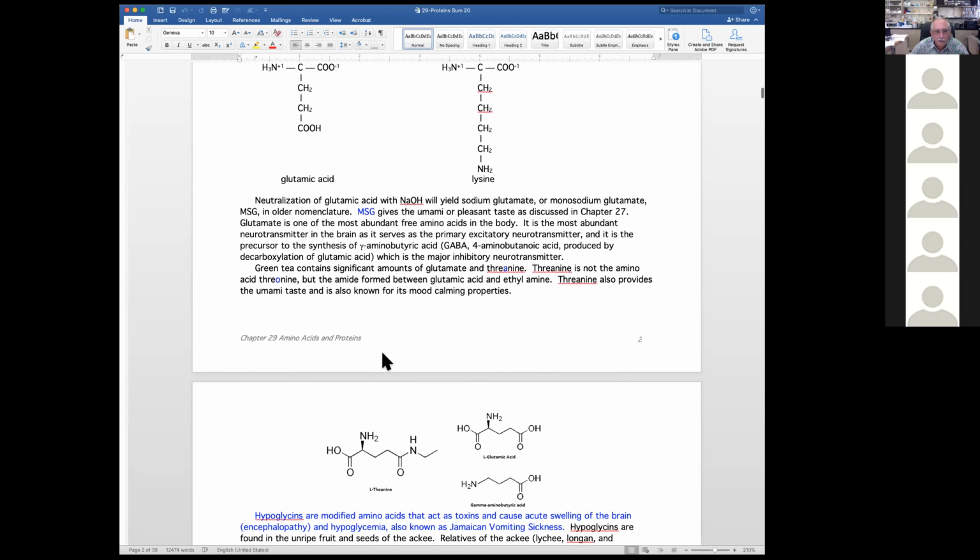So green tea contains significant amounts of glutamate and theanine. Theanine is not an amino acid, but it's an amide form between glutamic acid and ethylamine. It also helps provide the umami taste and is known for its mood calming properties.